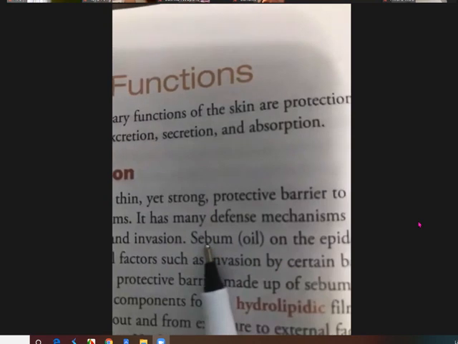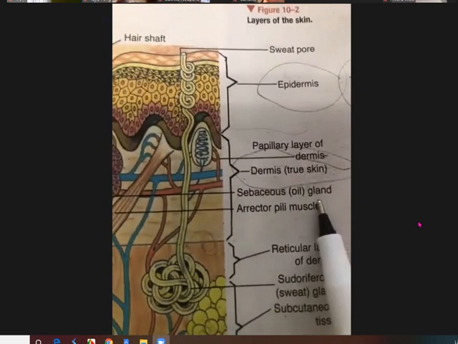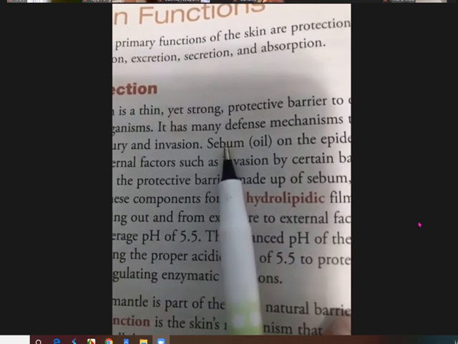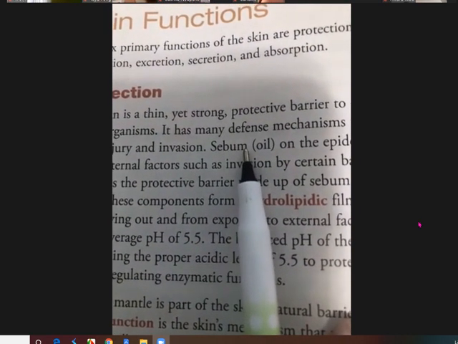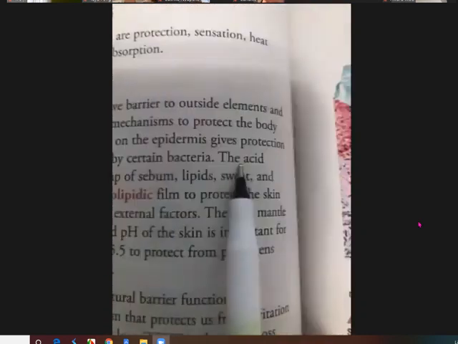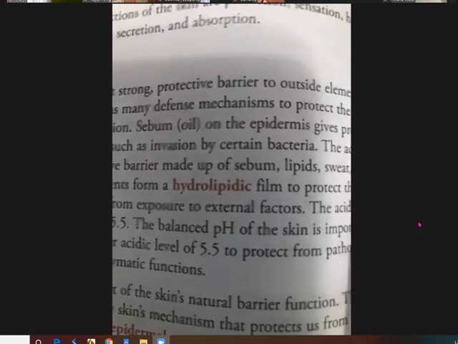Now, sebum. Please remember this word. 请记住这个字啊. Sebum represents oil. The sebaceous gland, the oil gland, produces sebum. 那个 sebaceous gland 就是出油，油叫做 sebum. So the sebaceous gland produces sebum on the epidermis that gives protection from external factors such as invasion by certain bacteria. The acid mantle is the protective barrier made up of sebum, lipid, sweat, and water.